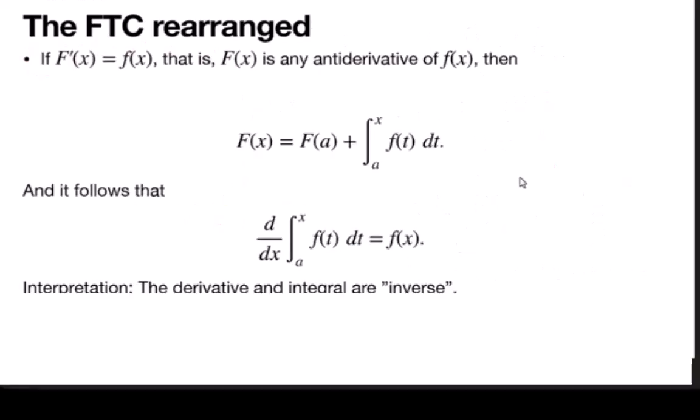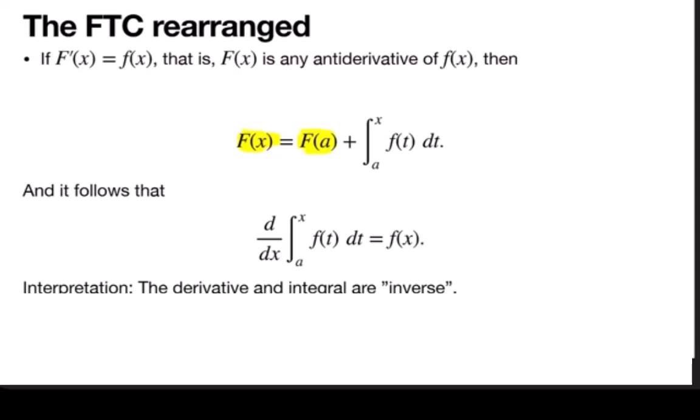The fundamental theorem of calculus rearranged says if the derivative of capital F of x equals small f of x, or again, capital F of x is the antiderivative of f of x, small f of x, then I can say capital F of x is equal to some F of a, because I have to know where I start. That's my c. When I take the definite integral, I don't have to add c, but this would be adding some constant before I start integrating my function.